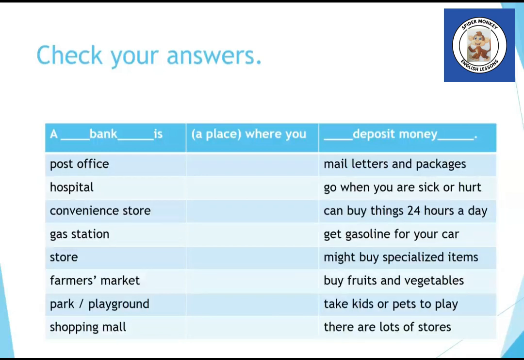A store is a place where you might buy specialized items. A farmer's market is a place where you buy fruits and vegetables. A park or playground is a place where you take kids or pets to play. A shopping mall is a place where there are lots of stores or shops.